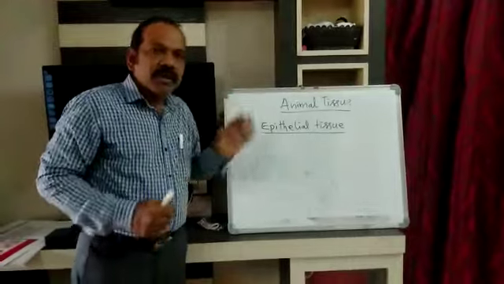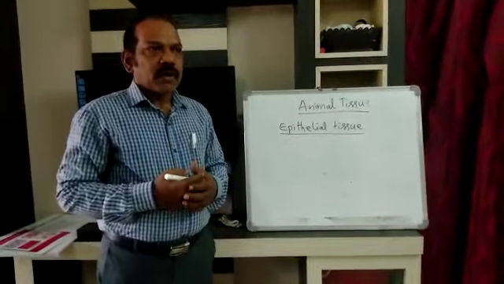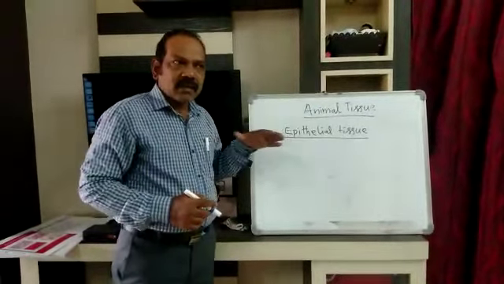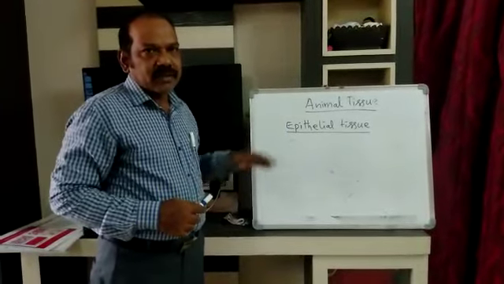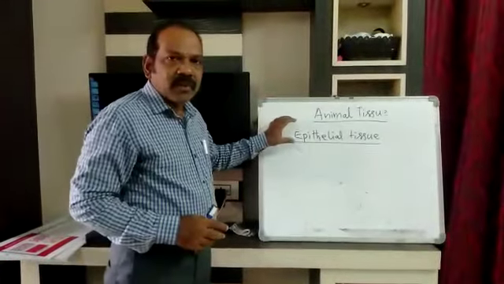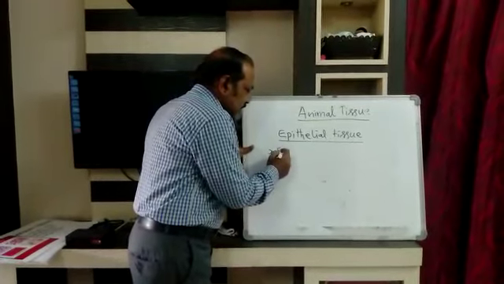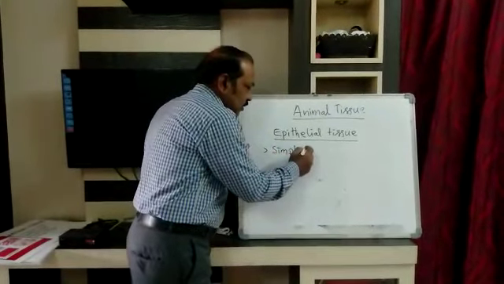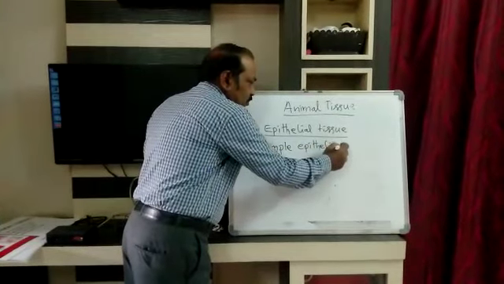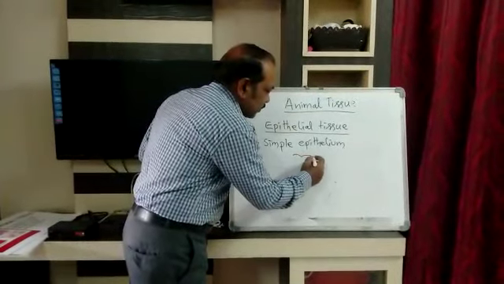Again, when we talk about epithelial tissue, this epithelial tissue can be classified in different ways. One way of classifying epithelial tissue is based on the arrangement of cells in the tissue. If the cells in epithelium are arranged in single layer, it's called simple epithelium. That means cells are arranged in a single layer. For example, like this.